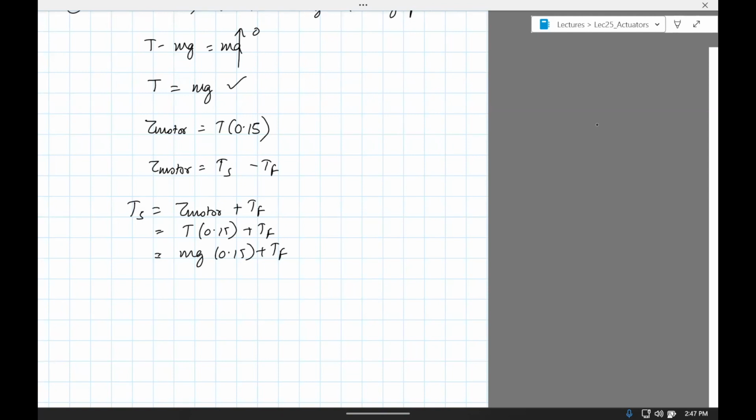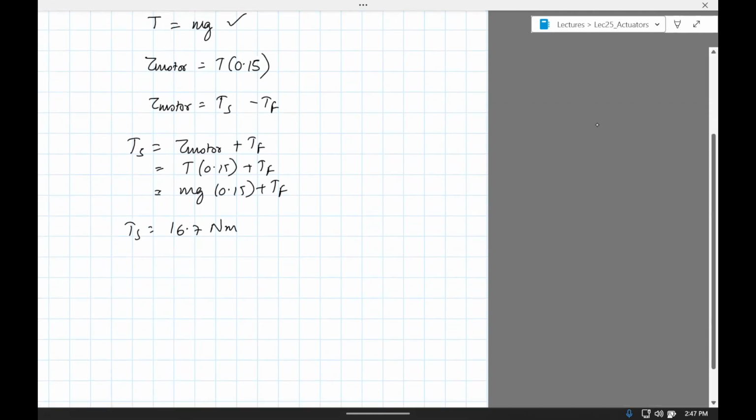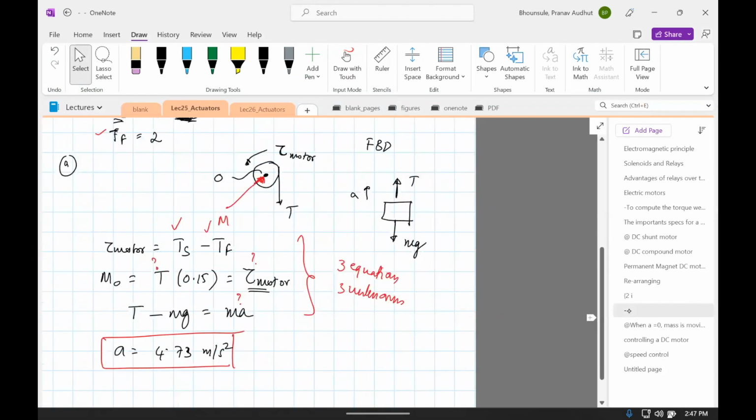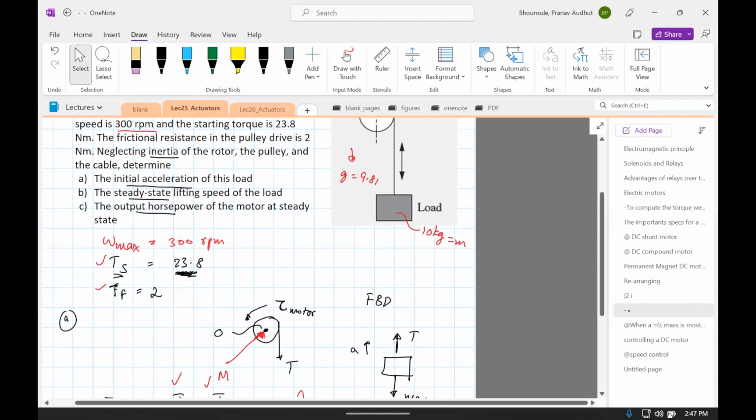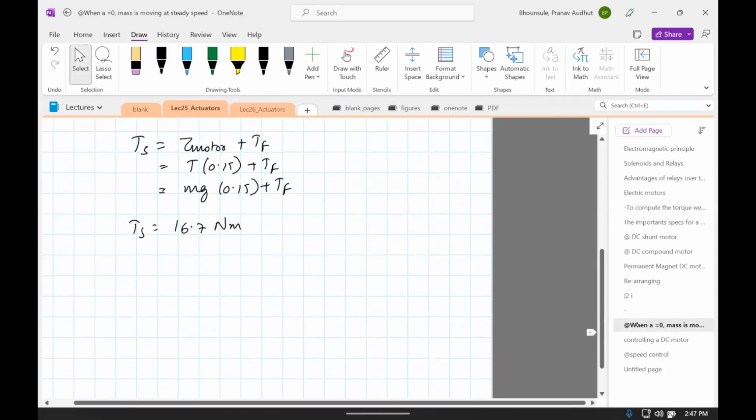So m is known, g is known, TF is known. TS comes out to be 16.7 Newton meter. So we've got the stall torque, and now we are asked to find the no load, I believe, the no load speed, the steady state lifting speed.